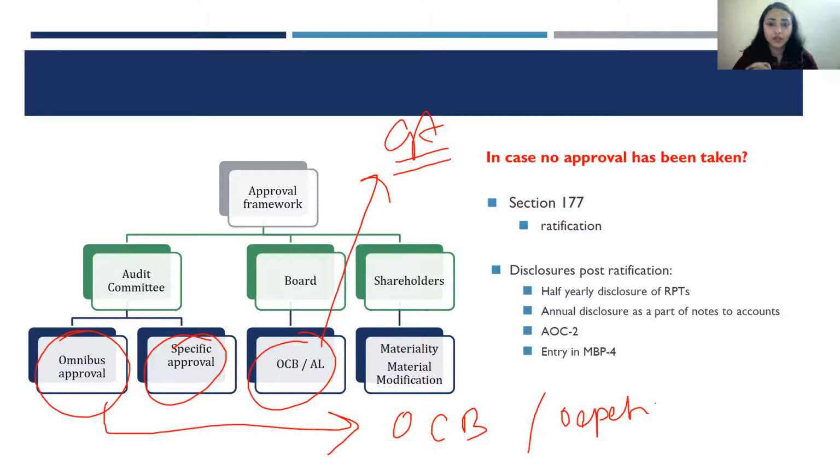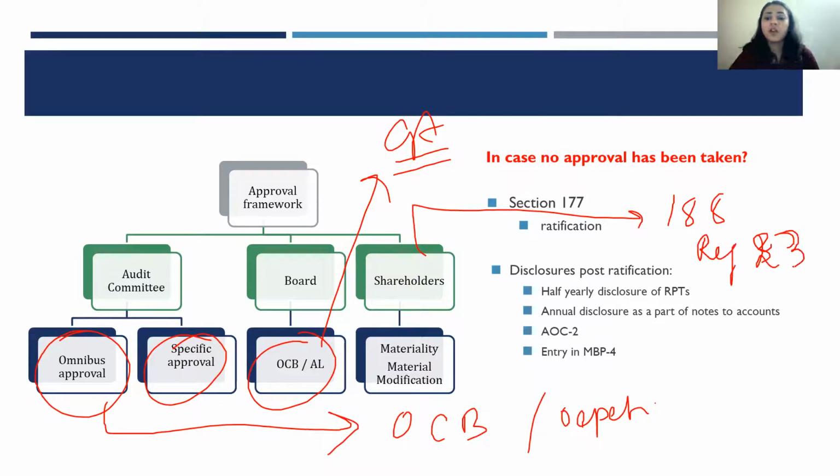Next is shareholders' approval. I will have to see whether my RPT breaches the limit of materiality that has been laid down under Section 188 and under Regulation 23. For that, I will have to go to shareholders for approval. Another case for which I'll have to go to shareholders is material modification of an RPT that has been recognized as material under Regulation 23.